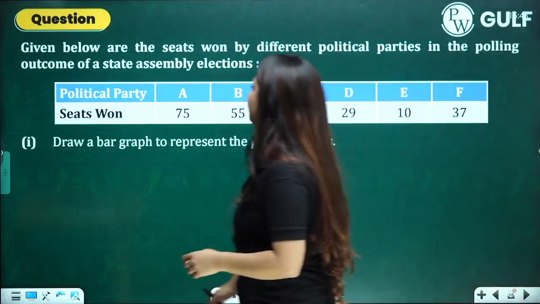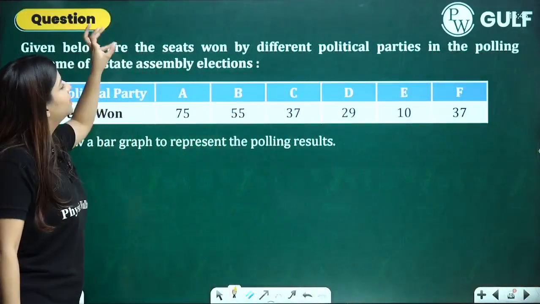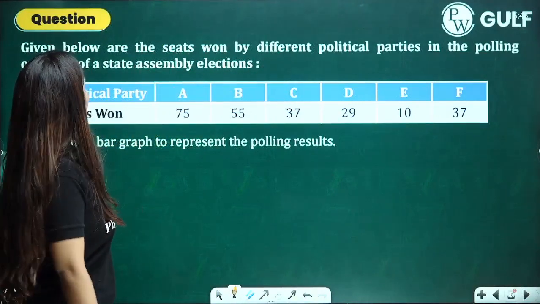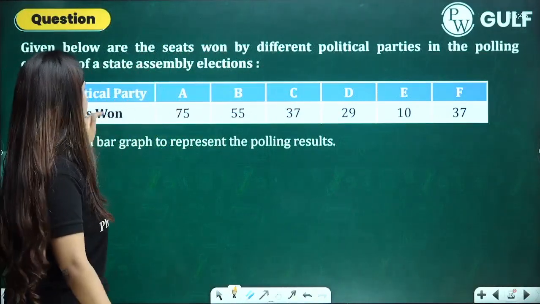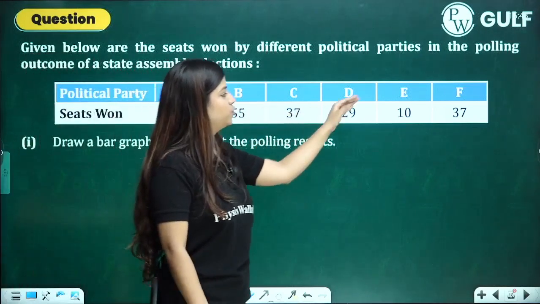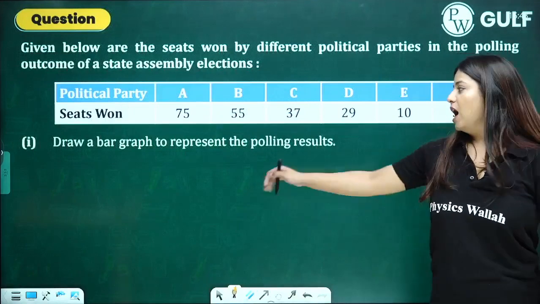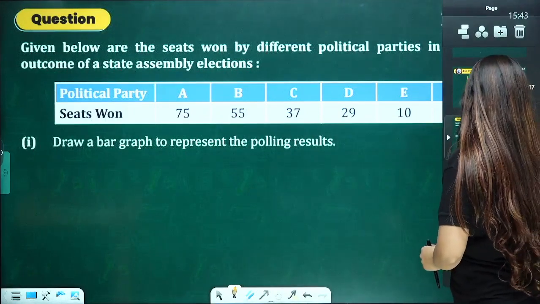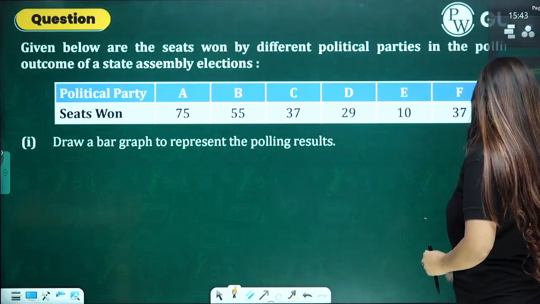For example, given below are the seats won by different political parties in the polling outcome of a state assembly election. Seats won by party A is 75, party B 55, 37, 29, 10 and 37. They are asking us to draw a bar graph for the polling results. So what we have to draw? We have to draw the bar graph.